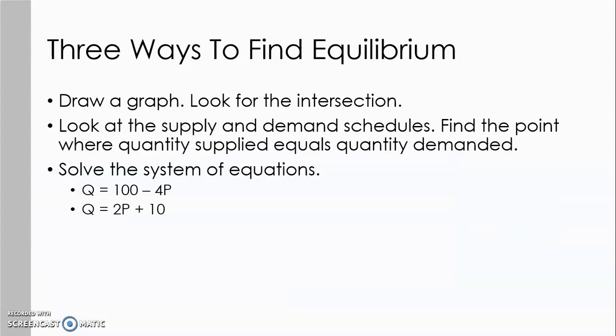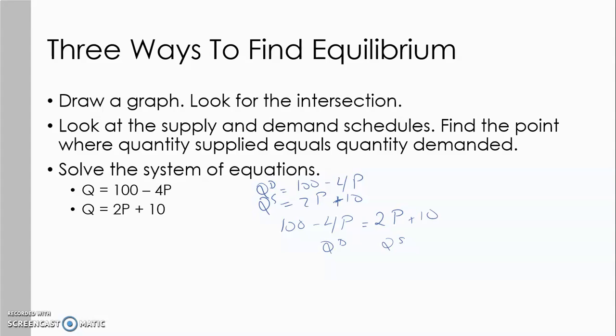Finally, if you have the equations, you can solve the system of equations. You know that these are equations that apply to these graphs because you've been graphing them for the past 8 mini lectures. So hopefully you recognize these by this point. Our quantity demanded is 100 minus 4p. Our quantity supplied is 2p plus 10. So we can just solve that system of equations. 100 minus 4p, that's our quantity demanded, is equal to our quantity supplied, that's 2p plus 10.